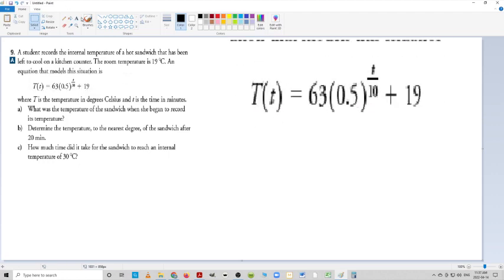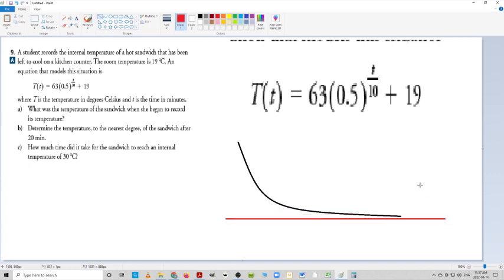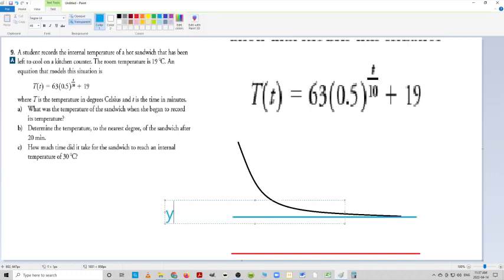This plus 19 has raised the entire graph, which would normally look like this, and it would normally hug the x-axis, right? All decay curves would hug the x-axis and never quite reach it. But this one has been raised 19 above the x-axis, which means there's an invisible asymptote right here at y equals 19. Why will it never quite get to 19? Because in this case, 19 is the room temperature that we're cooling down to.